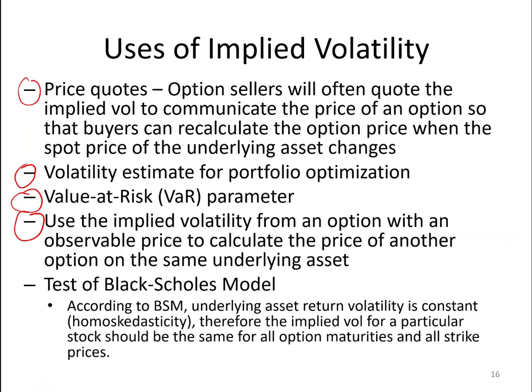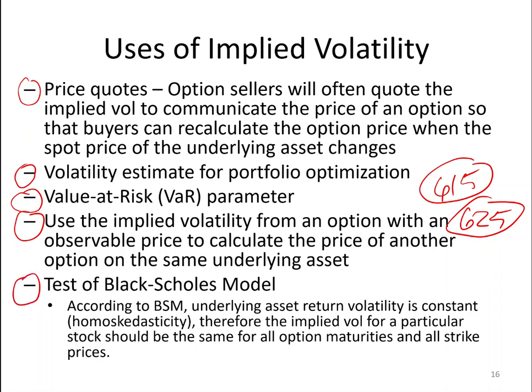They often use the implied volatility of one option with an observable price to calculate the price of another option of the same asset. So if you're trying to figure out where this 625 strike call should sell for, and there's no price yet, just calculate the implied volatility of a 615 which does have a price, and then use that to value the option.